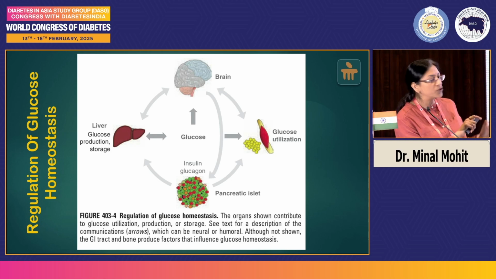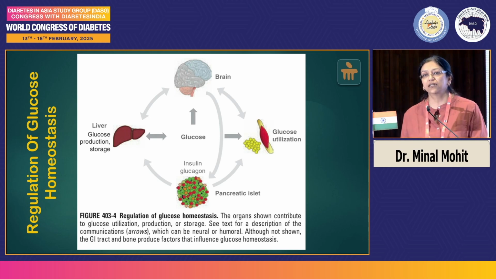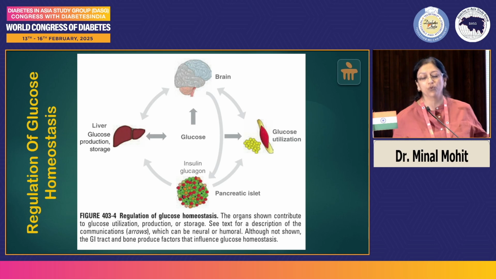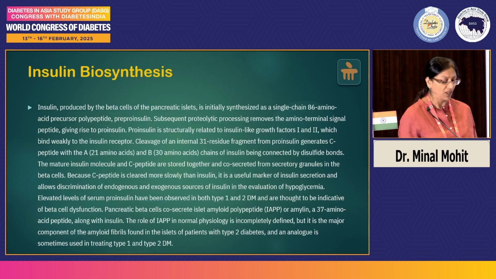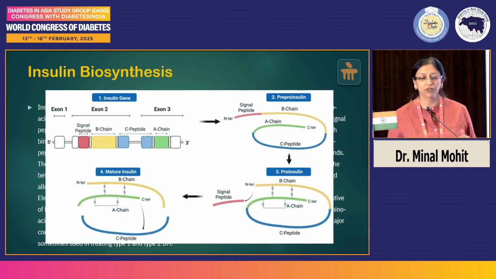So there is a very intricate balance, a signal circuitry of neural and humoral signals that leads to well-balanced blood glucose levels, and anything disrupted anywhere will lead to hyperglycemia. Now, this is a very busy slide, so we will not go into this. Rather, I will make it simple for you to see how insulin is synthesized.